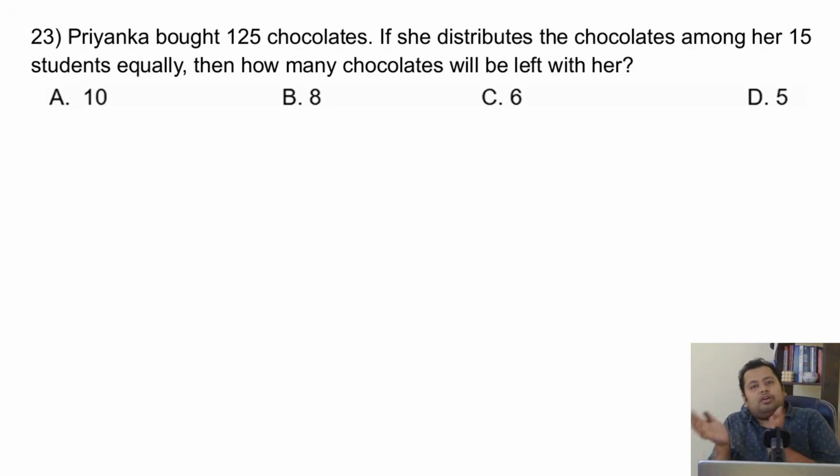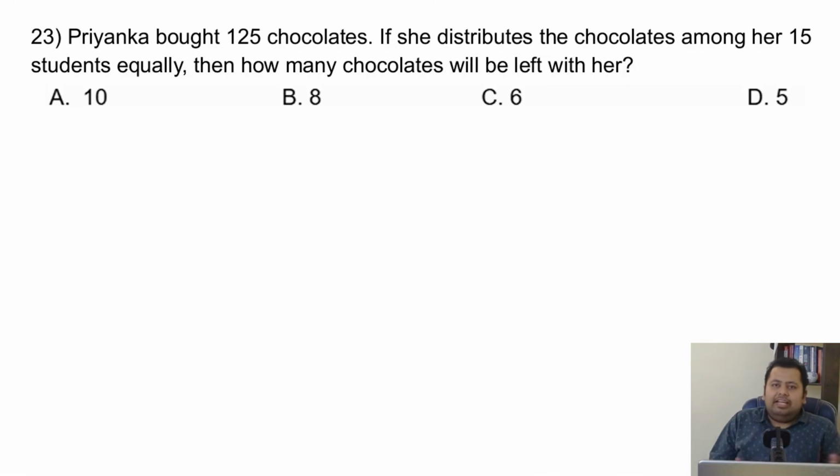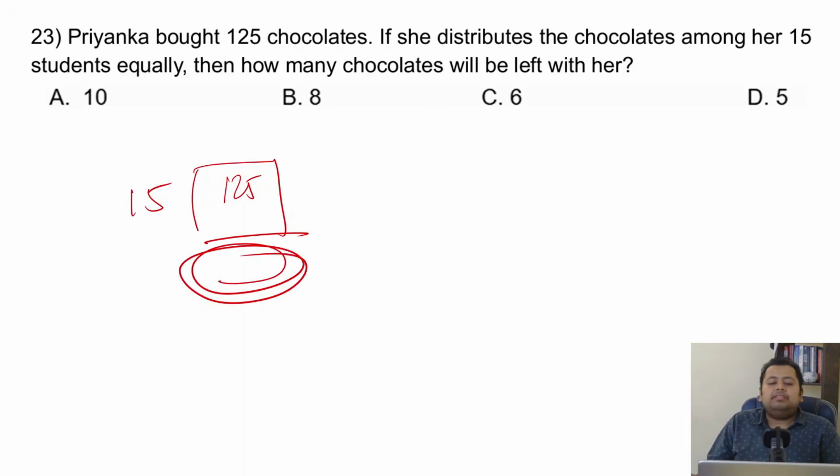Now, how many chocolates will be left is nothing but the remainder, right? Remainder is nothing but what is left behind after the division is done. So you have to find out when you divide 125 by 15, what is the remainder that you get. Pause the video, solve it, and then look at the solution. Great. I think I have already given you the answer. You just divide 125 by 15 and find out what the remainder is.